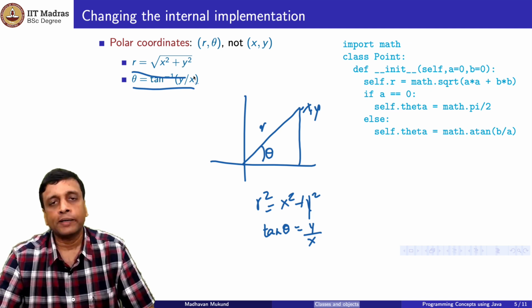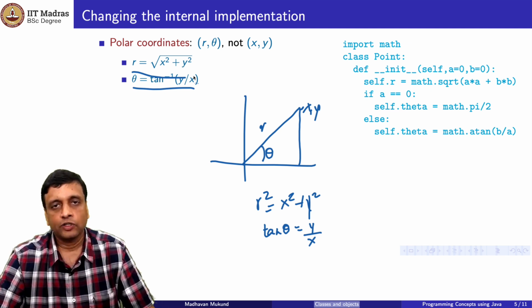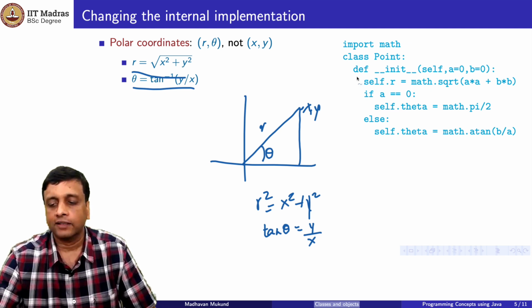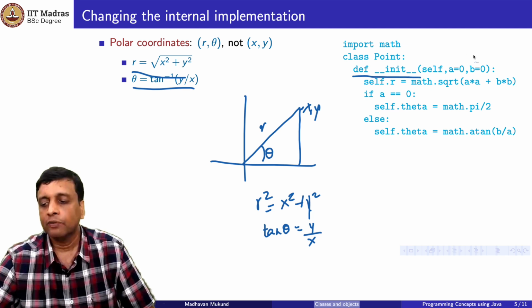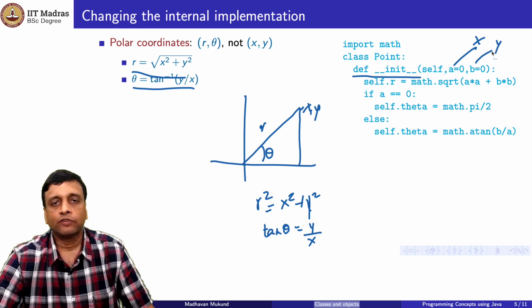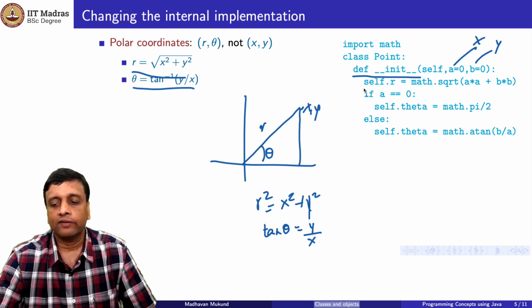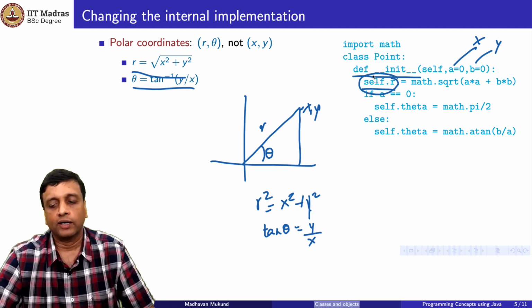So this is how we are going to represent it internally. But externally nothing is changed. So from the point of view of this constructor that the person sees, they will still be giving x and y as the inputs, right? So for the outside world, the point is still working in xy coordinates. So internally when I pass it a value a and a value b, I calculate the value of r using this formula and I set the instance variable, self.r.